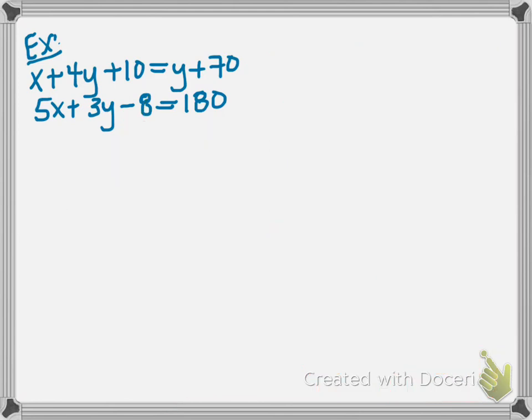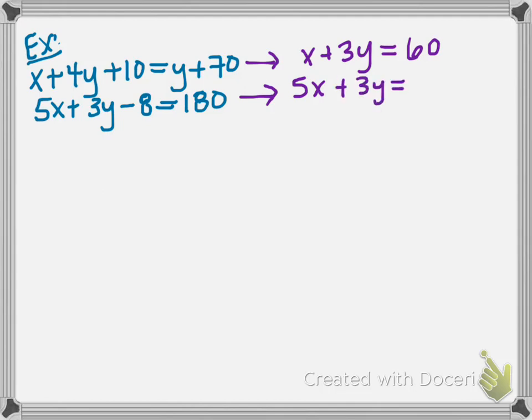Let's take the same system and solve it using the elimination method so you could get some more practice with that. Again, we want to make sure that our equations are simplified and in the right form. So if we recall how we simplified them before, we had x plus 3y equals 60 for the first equation, and the second equation simplified to 5x plus 3y equals 188. So they are both in the same form, which is great.